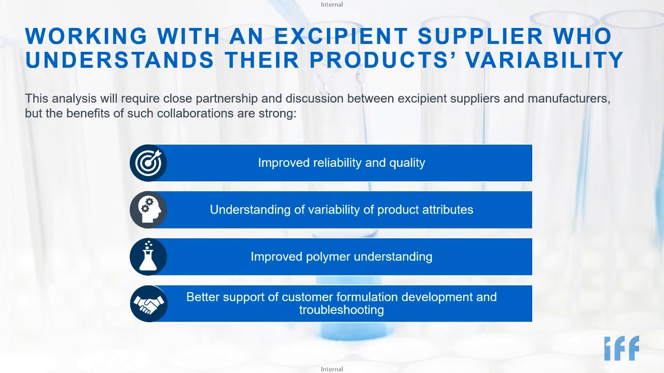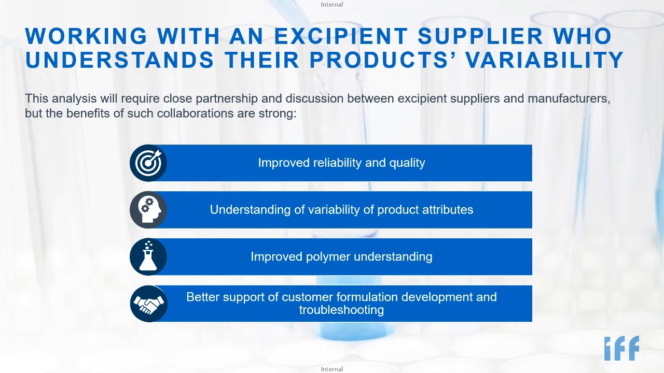The discussion we have so far clearly demonstrates that it is imperative to work with an excipient supplier who understands their product's variability. And this can only happen when we have a close partnership and discussion between an excipient supplier and a manufacturer. But the benefit of such collaborations is very strong.